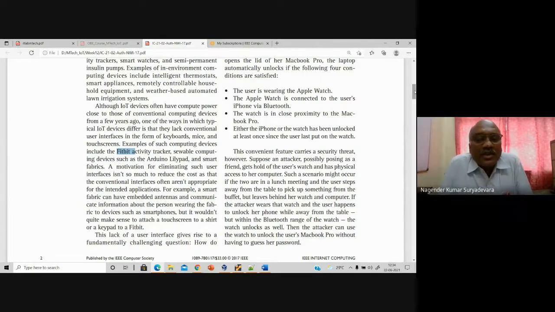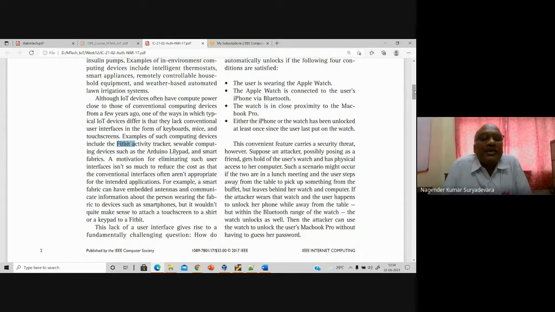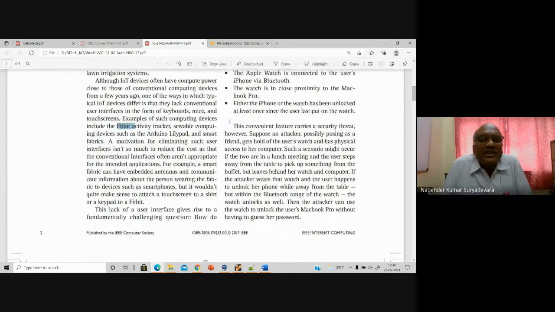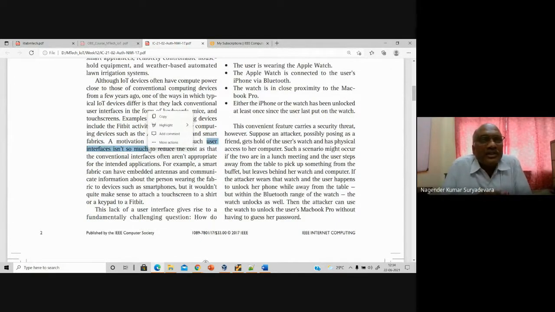So that's what gave these authors the motivation, basically an idea: if certain user interfaces are not possible for IoT devices, then how do we incorporate authentication and authorization processes for those devices? For example, a smart fabric is nothing but a cloth with some small embedded antennas and communication interfaces. It is a wearable thing, worn by a particular person.